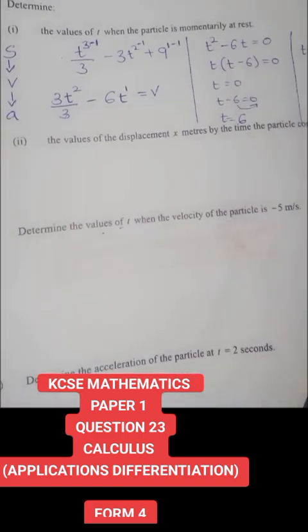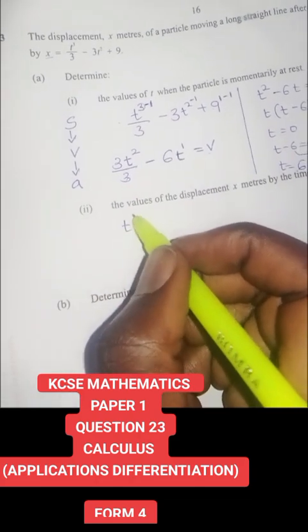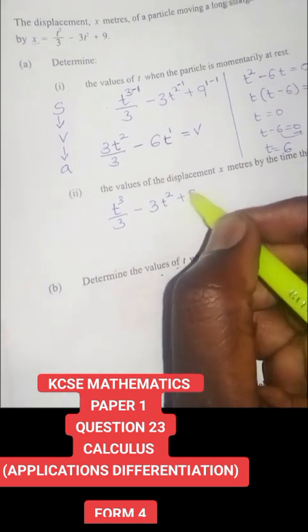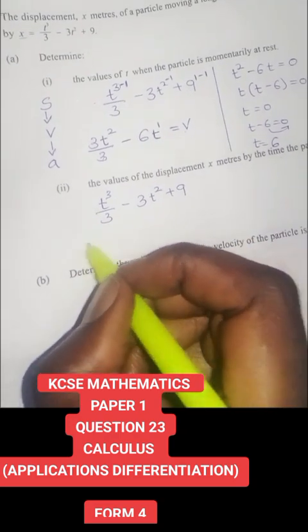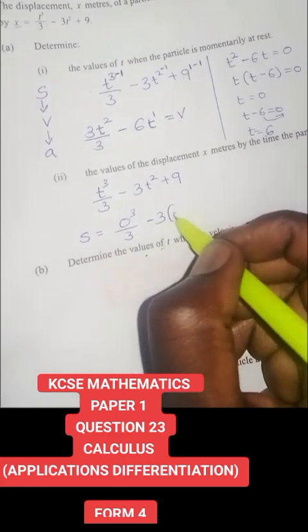The next part, they're asking you the value of displacement x by the time the particle comes to rest. So they want us to replace the answers t equals 0 and t equals 6 into the displacement equation here. So for the first part, t cubed over 3. I'm just going to write the equation because this is the displacement equation. So for the first time, s will be 0 cubed over 3 minus 3 into 0 squared plus 9. So anything where we have 0, if you use a calculator here, you have 9.